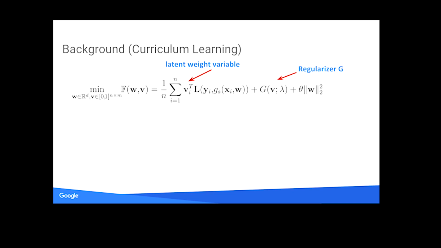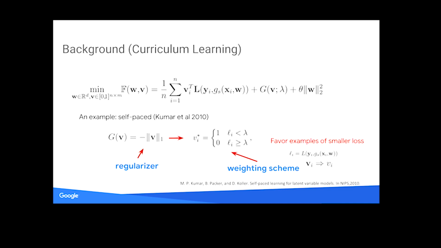One way to do this is by introducing a latent variable v_i to your loss function, which is multiplied with the sample loss. At the same time, we also introduce a regularization term, capital G, over this latent variable. For each regularization term G, if you do some math, you will get the optimal way to compute the sample weight, v_i star. We call this the weighting scheme. Here I just show one example called self-paced learning, and it favors examples with smaller loss.